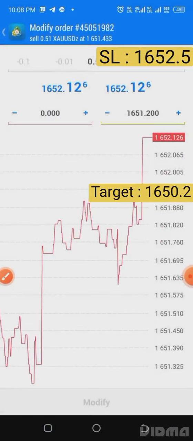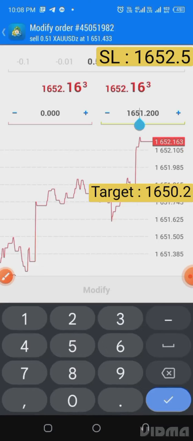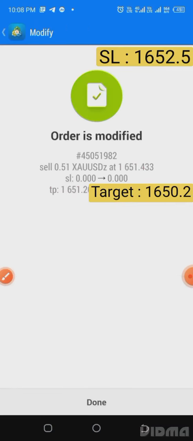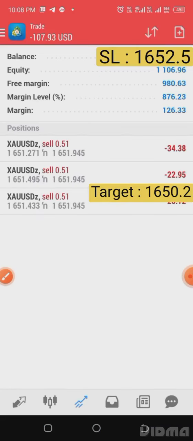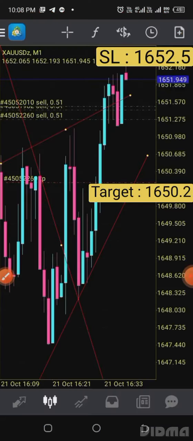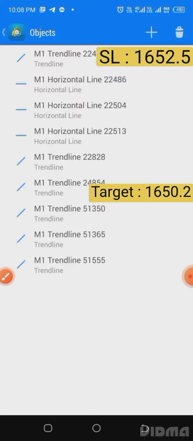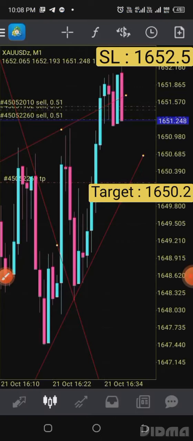Oh, what is wrong? I think 1650. Yeah, 1650.200. Now the market went near about 1652. So a lot of people go into that market thinking it will go up, but overall I am concerned the market will fall down to 1650 again. Check, it has come down.